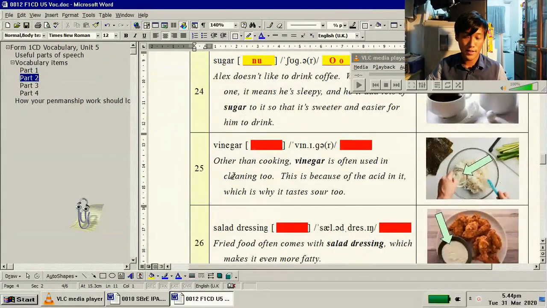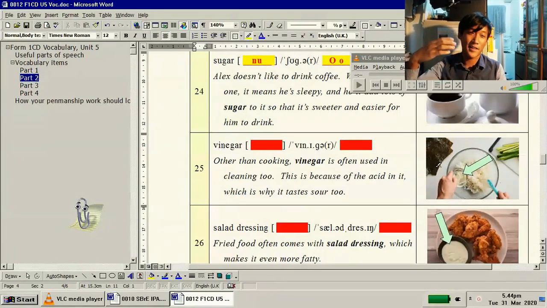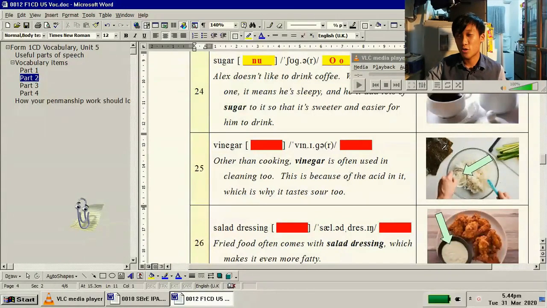Moving on to item 25. Take a look at the picture first. Is this thing used to make the sushi rice? I'm not sure if you can tell it is sushi from the picture. I tried to find a better picture already, but it's very difficult to find for this kind of item, because it just shows that it is in a bottle and then you're not sure what is in the bottle. So I tried to use sushi to help you remember it.